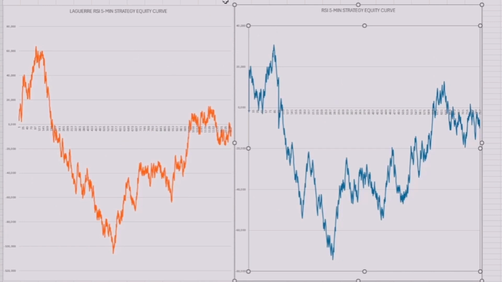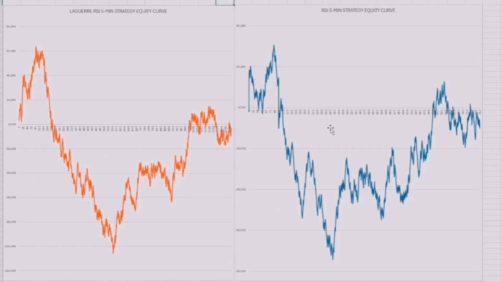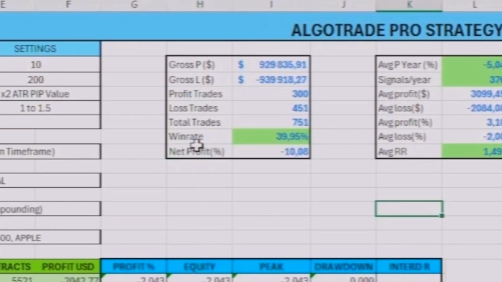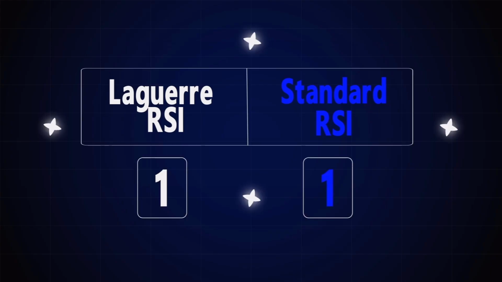At first, both showed similar equity curves, with the Laguerre RSI having a 60% capital growth, while the standard RSI had around 30%. However, both had a drawdown and ended up near break-even, with the Laguerre RSI being slightly more profitable than the standard RSI. Looking at the stats, we can see that both the win rate and the net profit were very similar. Therefore, we'll give 1 point to each, marking it as a tie.